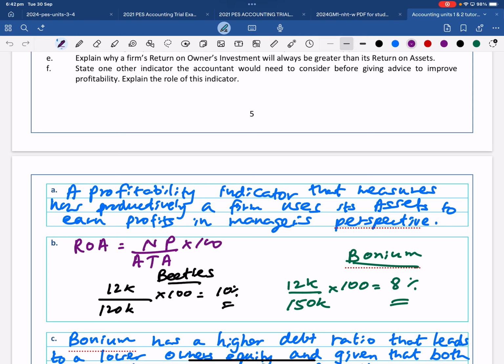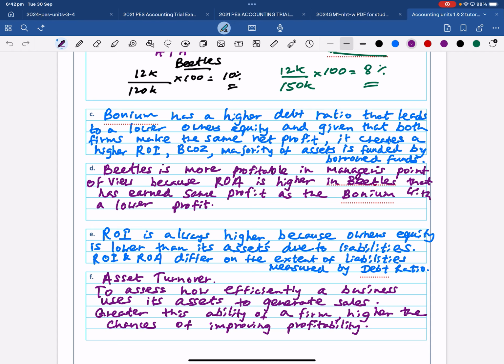Because the manager should be able to cover not only the owner's investment but also the borrowed money. For the borrowed money, we have to service it through interest payments, right? So not only the owner's capital, but we have to cover the debt capital, the borrowed funds as well. So the manager is responsible not only for the owner but also for the lenders. That's why we say manager's perspective.